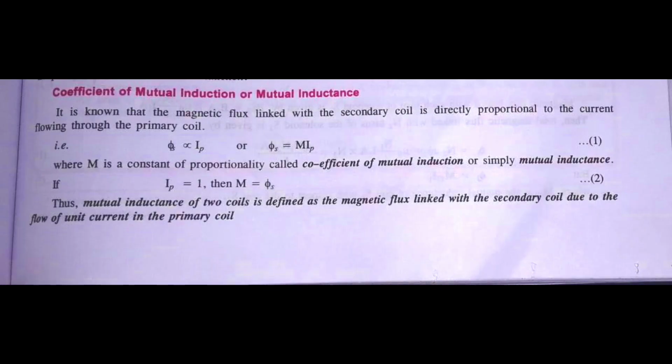Magnetic flux linked with the secondary coil is directly proportional to the current flowing through the primary coil. So, phi s is directly proportional to IP. By removing the sign of proportionality, we have a constant which is known as the coefficient of mutual induction, or simply mutual inductance. We can define it in terms of flux by putting the current IP equal to 1. Then the mutual inductance of two coils is defined as the magnetic flux linked with the secondary coil due to the flow of unit current in the primary coil.